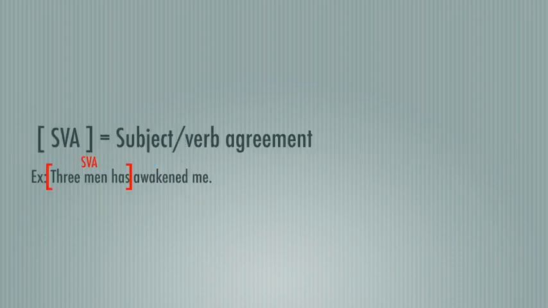SVA, so subject, verb, agreement. Okay, so here the problem is that maybe you used a subject that was plural, but your verb is singular, or it could be the opposite. It could be that the subject is singular and then your verb is plural. So you have to check this out.